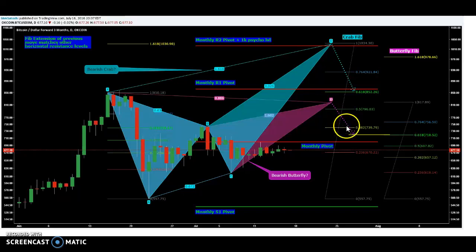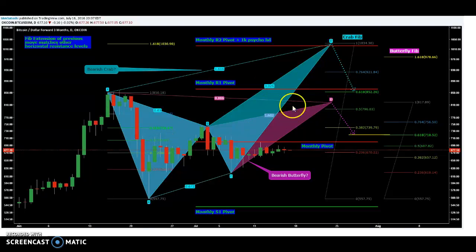So we can see they sort of have these zones or targets for reversal. Crab makes the most sense because it's in this fib extension of this move here. It's also monthly R2 pivot. It's also this 1K psychological resistance that's on quarterly futures, okay? We're currently below the monthly pivot on quarterly futures. So the butterfly makes less sense because it's kind of no man's land as far as targets are concerned.